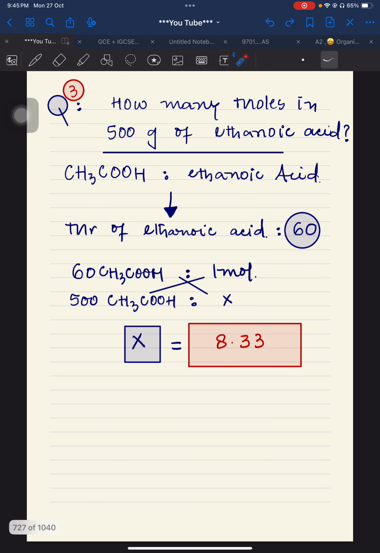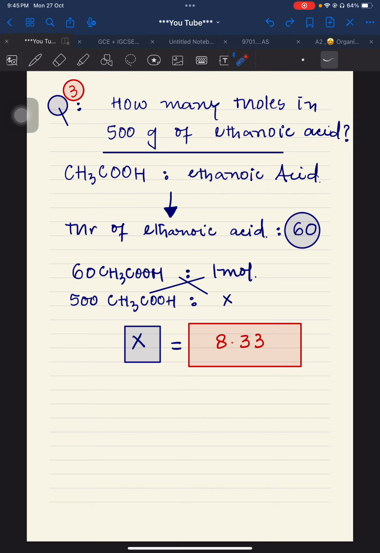Right now there is a question: how many moles in 500 grams of ethanoic acid? They have given you the mass and they are asking for the calculation of moles in 500 grams of ethanoic acid. Okay, what is ethanoic acid? This is one of the organic acids. I have told this already in the organic videos, and those students who have not studied organic chemistry in their schools at this stage can just recall the examples of organic acids and inorganic acids from the videos of acids, bases, and salts.